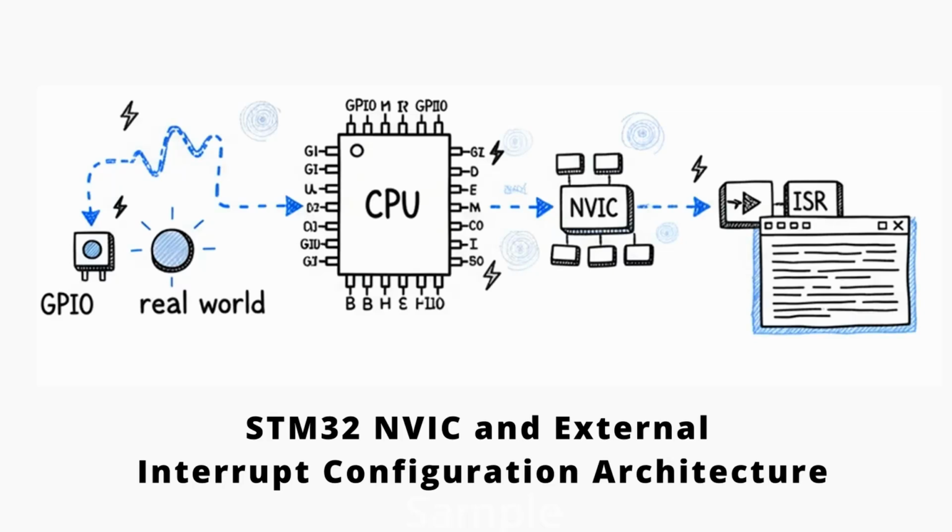If you're working with embedded systems, you know that making them responsive, making them react instantly to the real world, is everything. And the key to that is mastering interrupts. They really are the nervous system of your microcontroller. But let's be honest, figuring out how a signal gets from a physical pin all the way to your code can feel like a black box. So today, we're going to tear that box open and demystify the entire process.